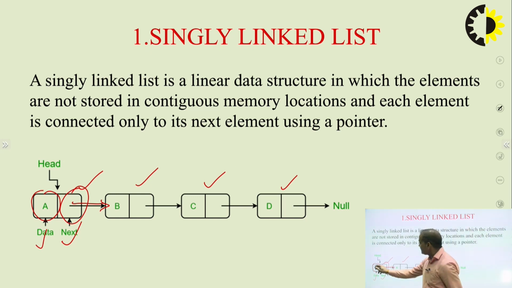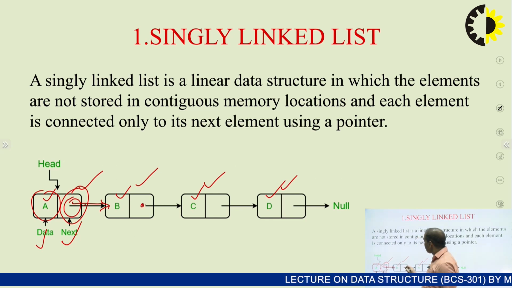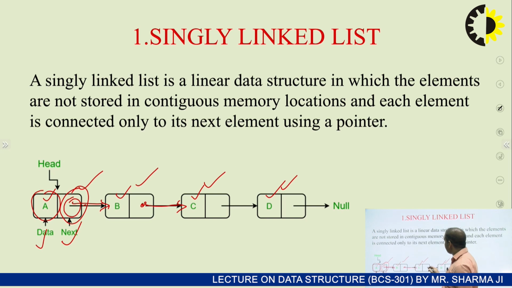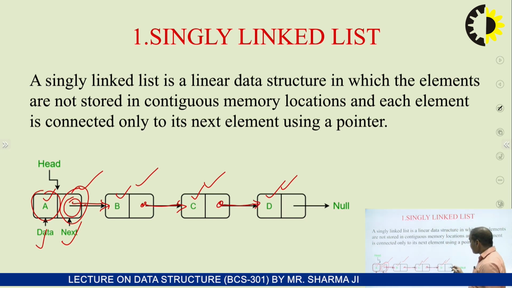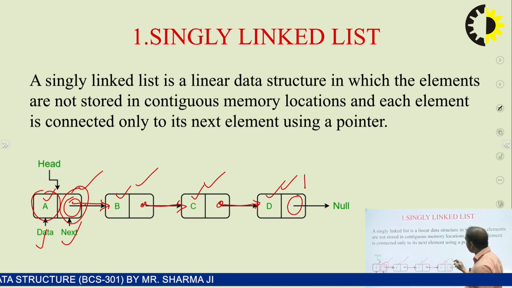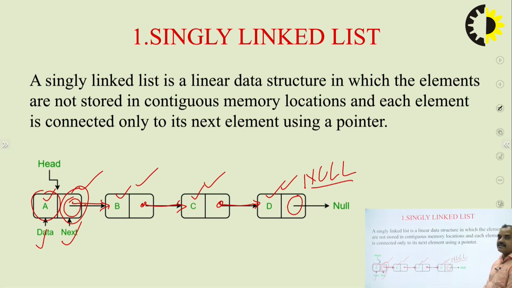The first part contains data. Here data is A, here data is B, here data is C, here data is D. The link part of each node contains the address of the next node. This link part contains the address of the next node, and this link part contains the address of the next node. Here there is no next node, so we have to put null here. Null means there is no other node present in the given list. This is the structure of a singly linked list.